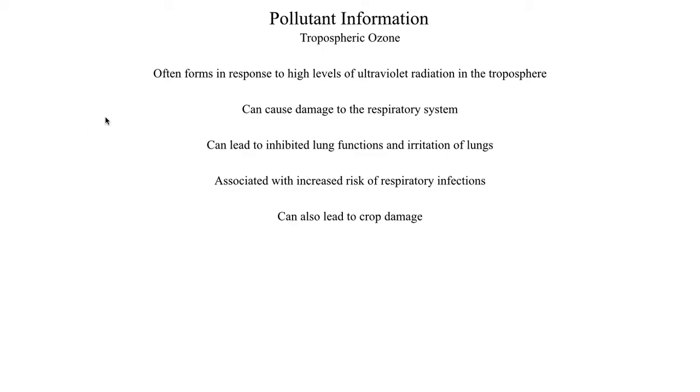Another thing about tropospheric ozone is that it can actually lead to crop damage. This can lead to damage to plants if plants interact with high levels of tropospheric ozone. This leads to tissue damage in a lot of plants that are susceptible to high levels of O3, which is ozone.